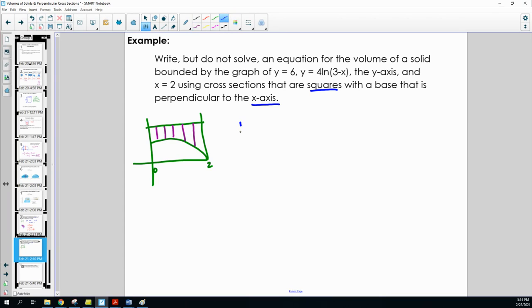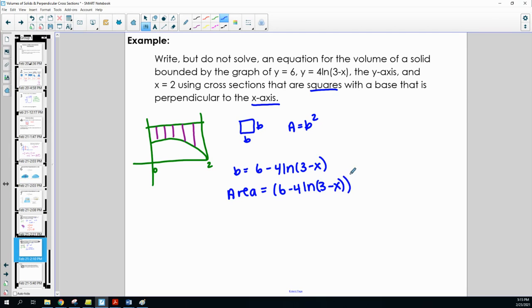So we know that each square is base times base. So our area, again, is going to be base squared. So here, our base is going to be the top function, so the top function is 6 minus the bottom function. The bottom function is 4 ln of 3 minus x. So my area is going to equal the base, which is (6 minus 4 ln of 3 minus x) squared.